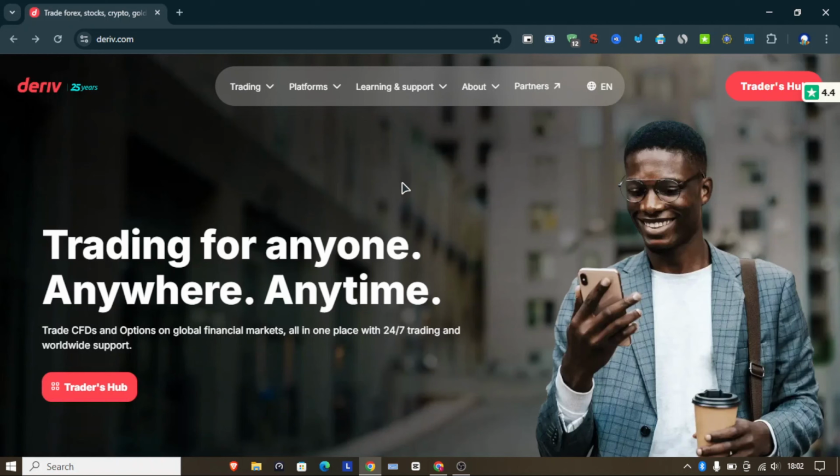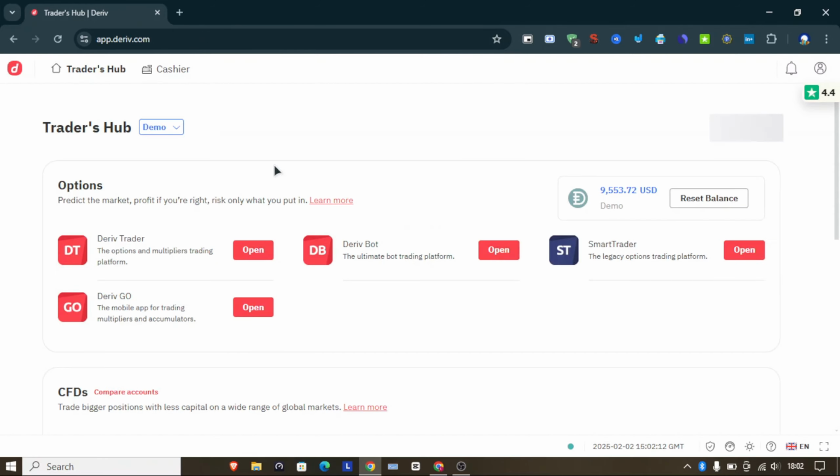So if you have an account already, you just need to open deriv.com and then you press here. You just press here where you see Traders Hub, and then you will be redirected to this page. Then just choose this option. I have a video which I explain using this Deriv bot. So if you are interested, just look on this channel and you will find it. For now, let's proceed to this one.